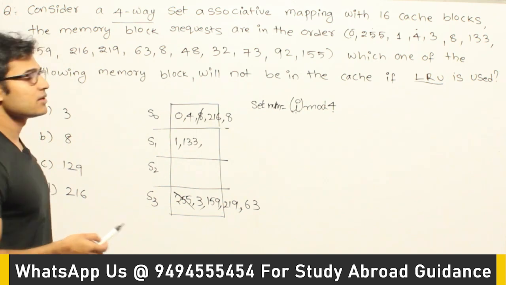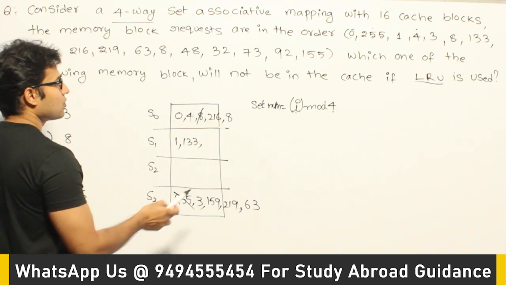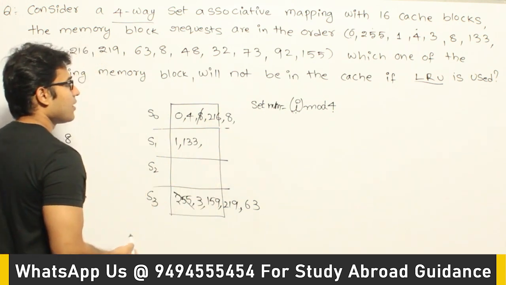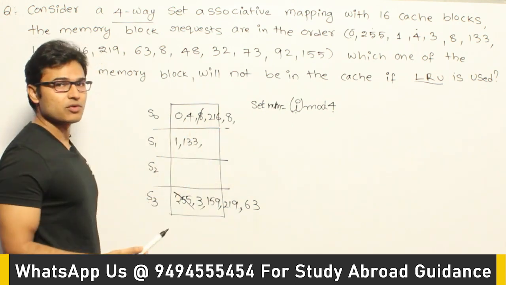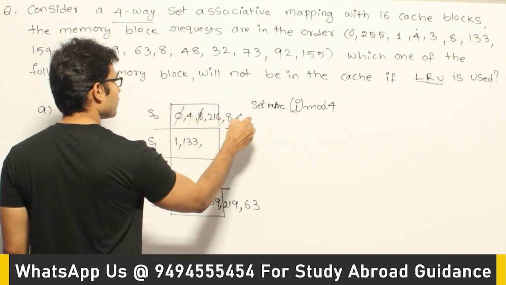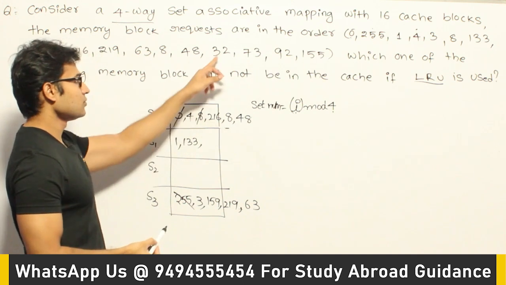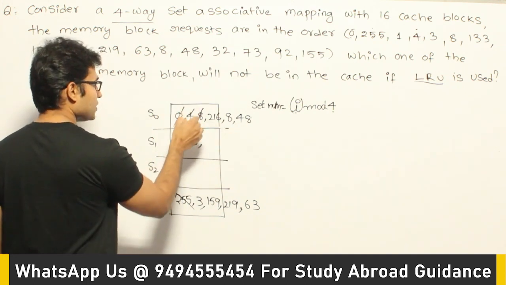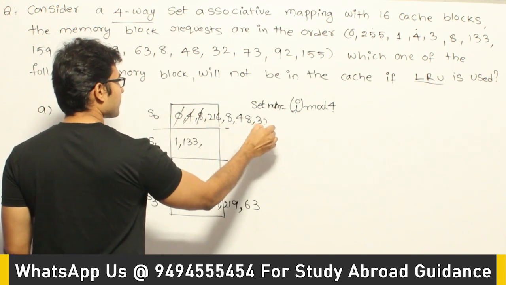And the next one is 48. So 48 means remainder is 0, therefore it has to come into this set, okay. But then it is already full. So which one do you want to replace? The least recently used in this case is 0. So replace it and you are going to get 48. And again 32. So again this is full. Which one should you replace? The least recently used in this one, which is 4, and I am going to get 32, right?